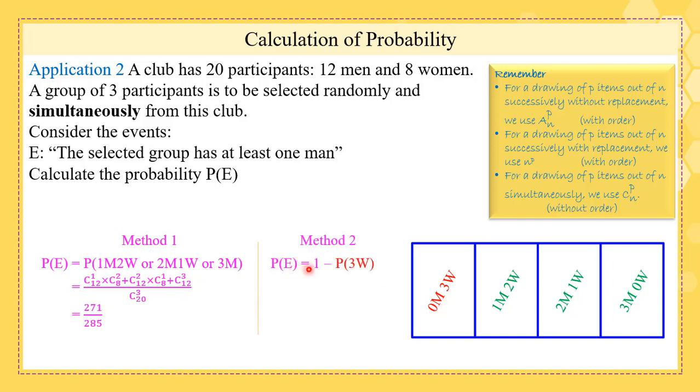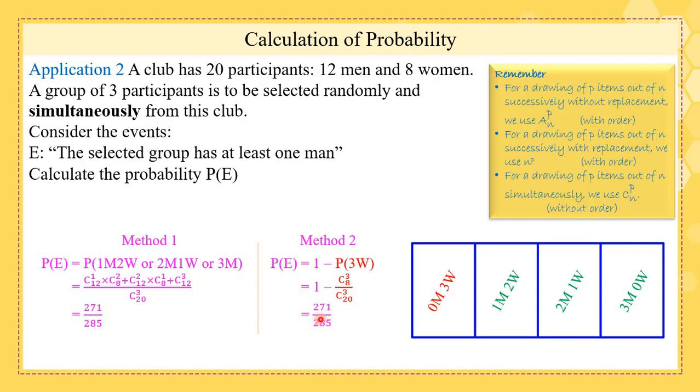So what is P of E? It's going to be the probability of the whole, which is 1, the probability of omega, 1 minus the probability of choosing 0 men, 3 women, which is here. And this would be 1 minus the probability of choosing 3 women, which is 3 out of 8 over 3 out of 20, which is the same answer, 271 over 285.